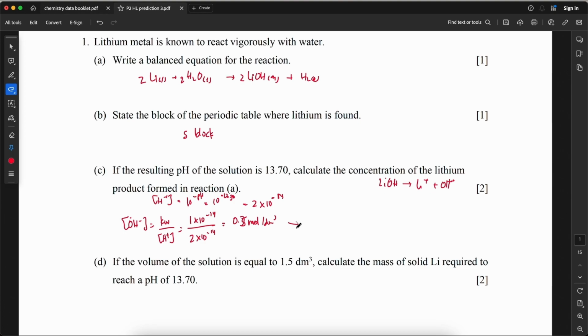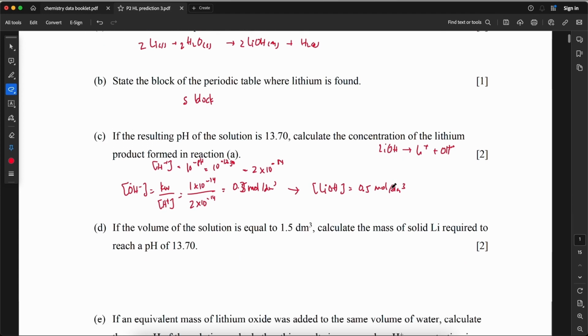So this one also will be concentration of LiOH, because it has the same coefficient. So concentration of OH minus, it's the same with concentration of LiOH. So the concentration of LiOH is 0.5 mole per decimeter cube.